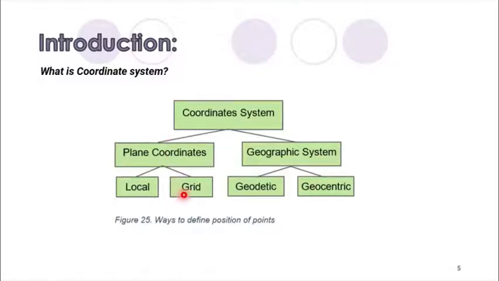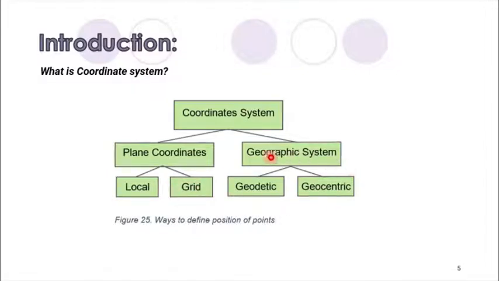The plane coordinate system can be divided into local or grid. Local has to do with floating coordinates, not real or absolute coordinates. Grid has to do with projecting the curved surface of the Earth, that is a globe, onto a flat surface, that is a map. You will learn that sooner or later.